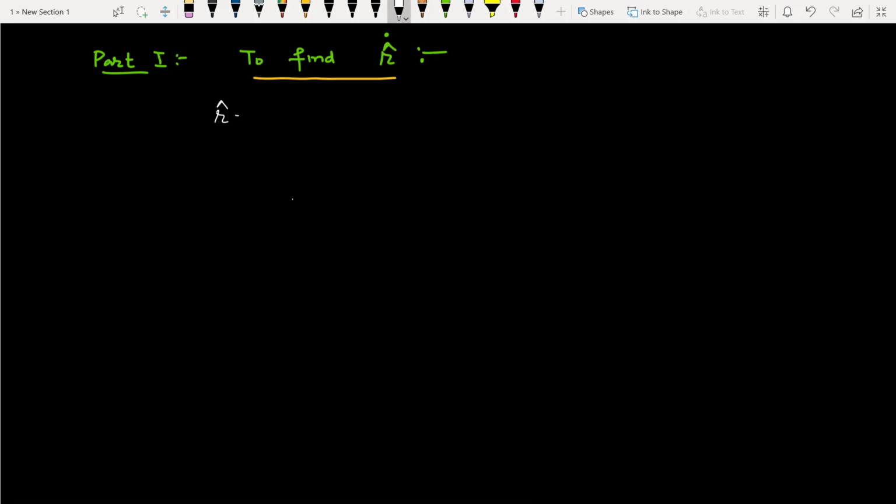As we know, r cap is sin theta cos phi i cap plus sin theta sin phi j cap plus cos theta k cap. So r cap dot, as we have discussed earlier in the previous lecture as well, dot means derivative with respect to time.